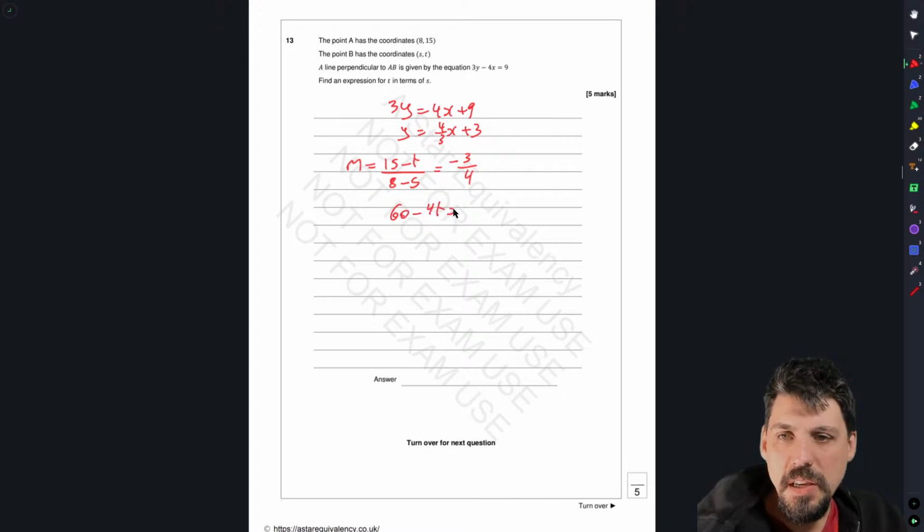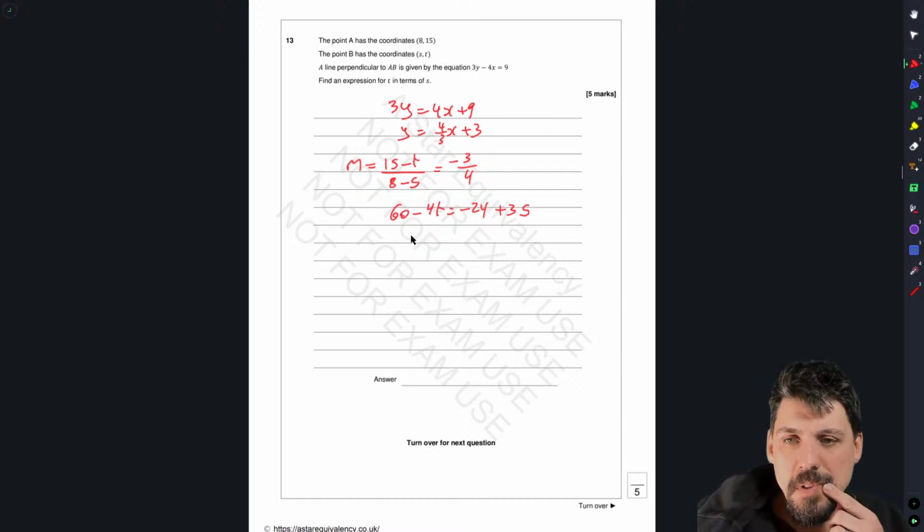60 minus 40 is minus 24 plus 3s. And I think it wants t in terms of that, so what's that? That's 84 minus 3s is 4t. So we're going to go t is 84 minus 3s over 4.